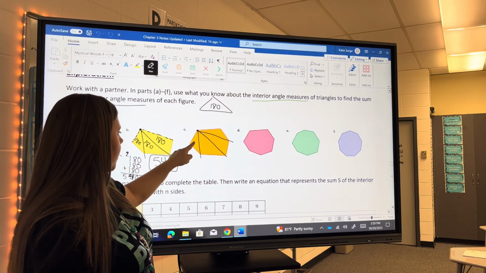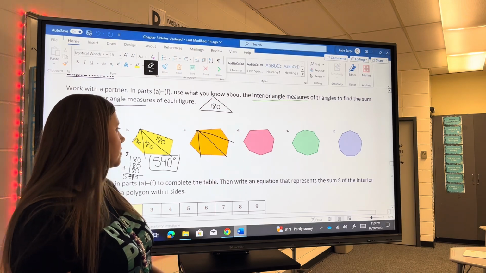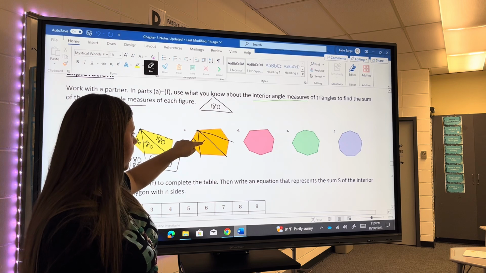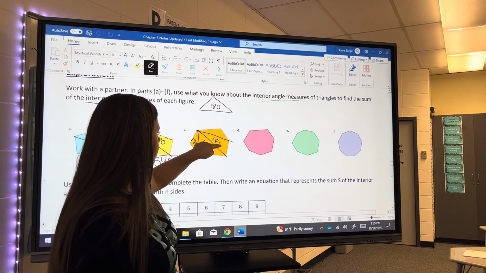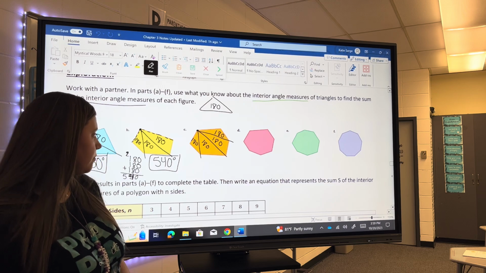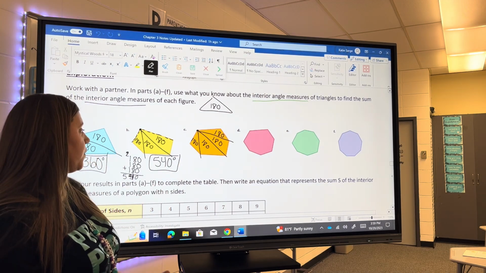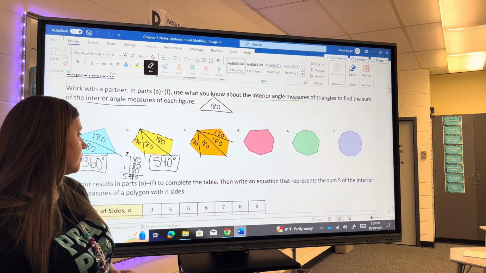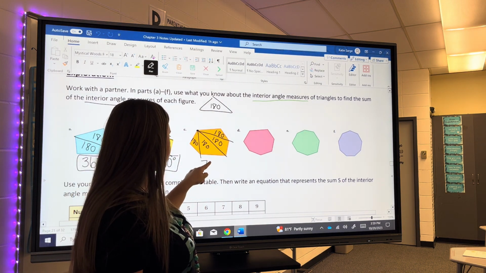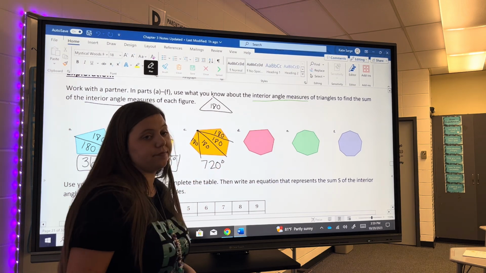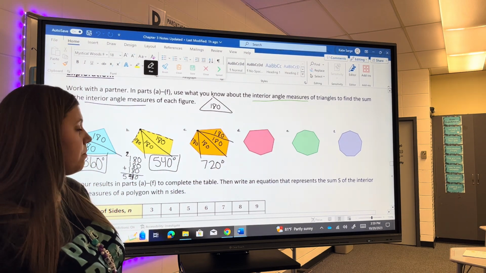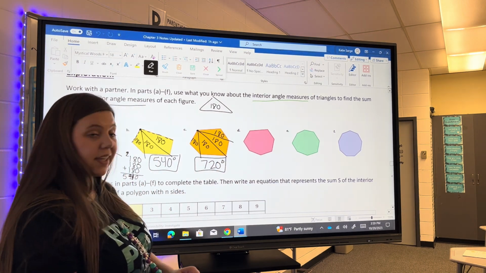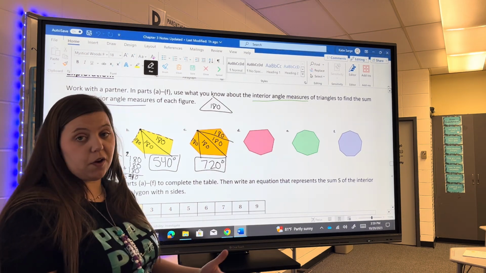So this shape here, I've got 1, 2, 3, 4 triangles. And I know that each of those triangles is 180 degrees. So 180, 180, 180, and 180. Okay? Again, I'm just going to add all of those up and see what the total is. This should be a total of 720 degrees. Okay? Maybe or maybe not at this point you're seeing a pattern of what's happening. If not, it's totally okay. We're just gonna keep going, okay?